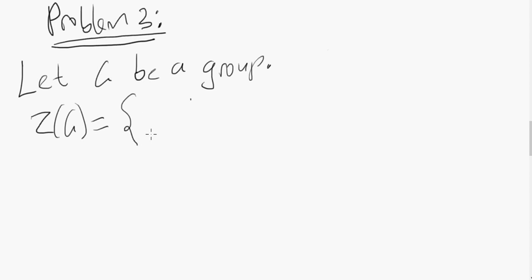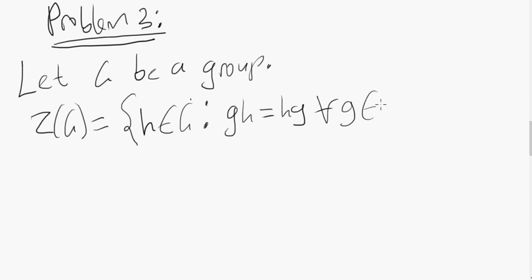which is really the set of all elements in G that commute with every other element in G. That is, it is the set of all h in G such that gh equals hg for all little g in big G. So what this is saying is that if you have an element in the set G that commutes with every other element in the group, that element is in this set Z of G. And Z of G is sometimes referred to as the center.